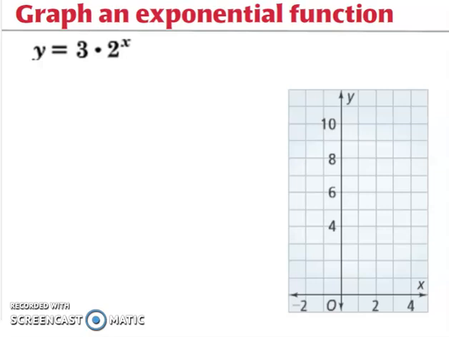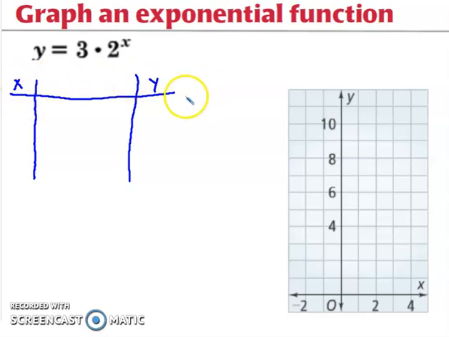Graph the exponential function y equals 3 times 2 to the power of x. First, we're going to make a table of values where the first column is x and the last column is y. So that's where the input goes. This is where the output goes. And the expression 3 times 2 to the x will be solved in the middle.